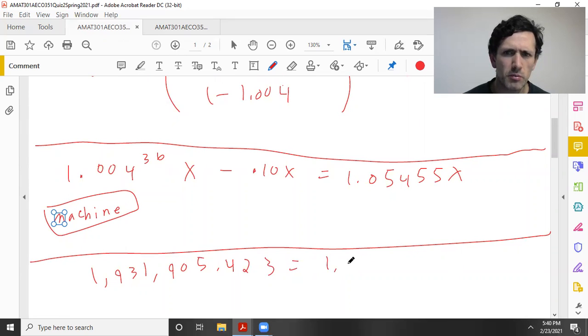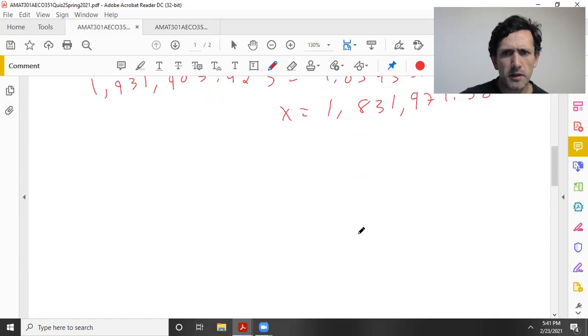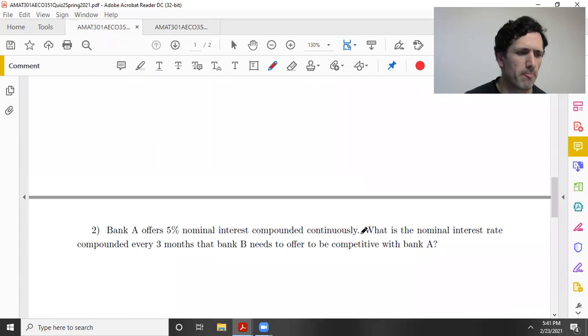19319054223 equals 1.05455x, and x is 1,831,971.38.